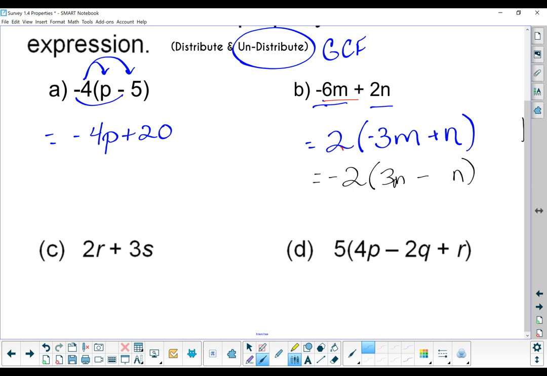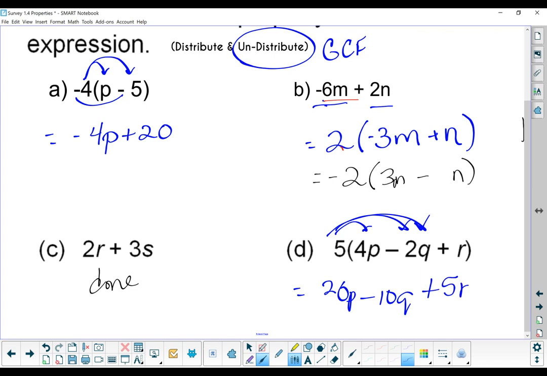On C, I'm looking to see, is there anything in common? And I'm not finding it. So I think this one is done and nothing more is possible to do. D, back to the standard distributive step. Looks like there are 3 terms in that parentheses, so we're going to distribute to all 3. And that's going to give me 20p minus 10q, and then plus 5r.